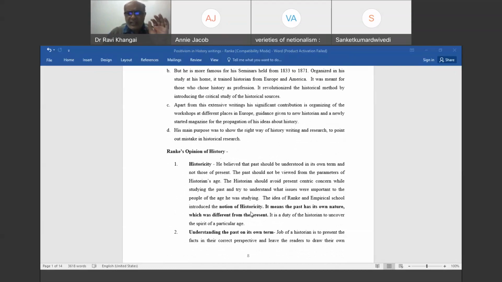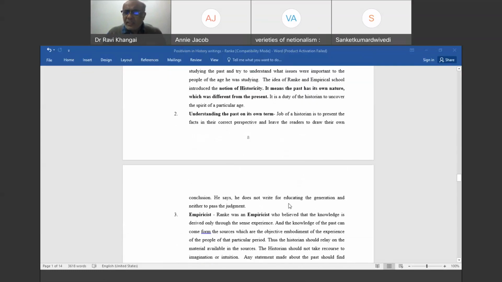He says that history should be understood on its own terms. Our mind is influenced by today's thought, and we should not impose today's thought on the past. A past event takes place in a particular context. So the past should be understood on its own terms, and that is what he called historicity.